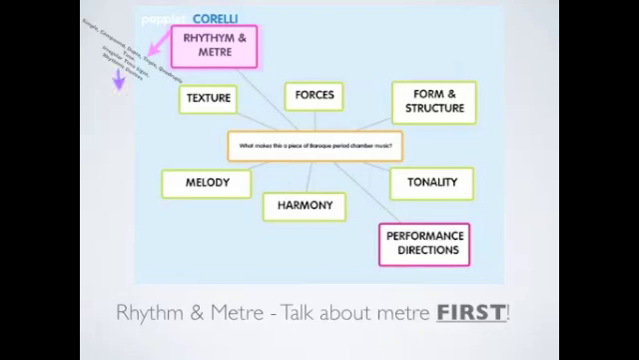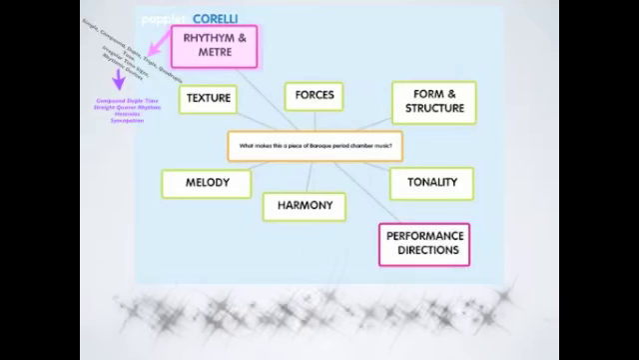Okay, so you've got to look at the Corelli and see what time it's in to decide whether it's simple, compound, duple, triple, or quadruple time. Now, in the Corelli, it's in compound duple time. It's in 6/8 time. And its rhythmic devices are straight quaver rhythms. It does have hemiolas in the B section, and it has syncopation throughout. This is quite common in Baroque music. A lot of Baroque music uses hemiolas and syncopation. So don't forget your rhythm and meter.